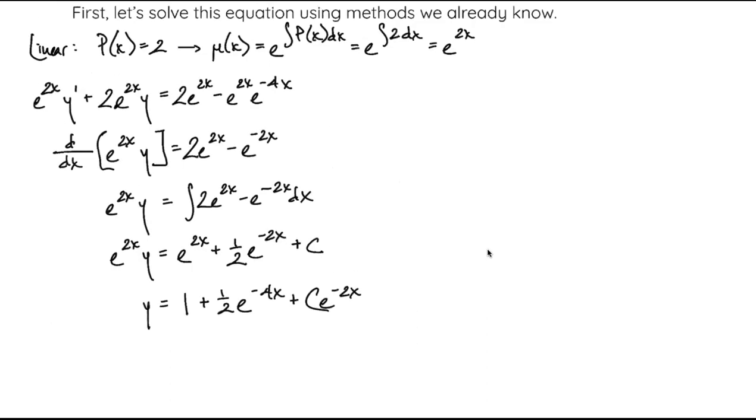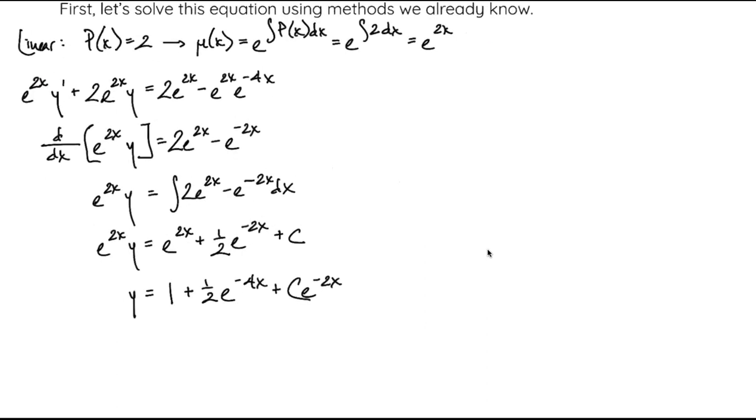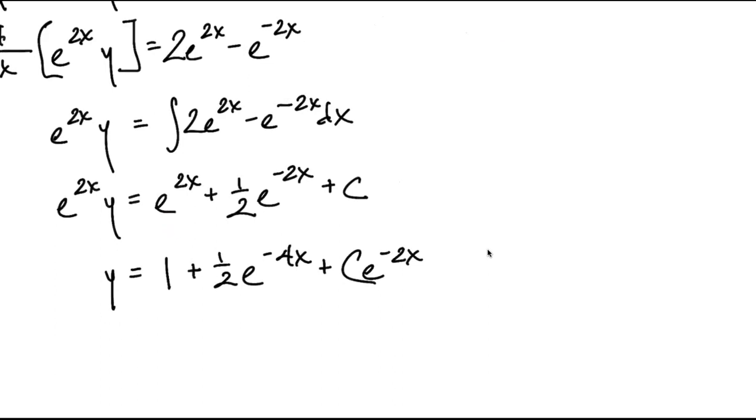And now I'm going to go back. I'm going to grab that initial condition, y of 0 equals 1. Everywhere I see an x, I'm going to put 0. Everywhere I see a y, I'm going to put a 1. So I get 1 equals 1 plus 1/2 e to the negative 0 plus c e to the negative 0.